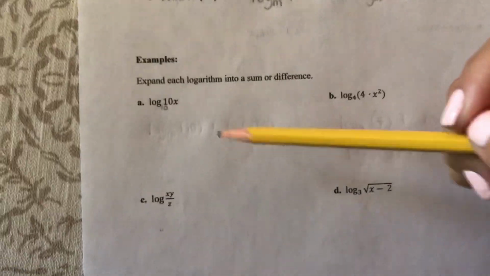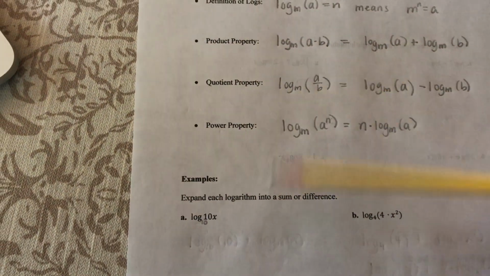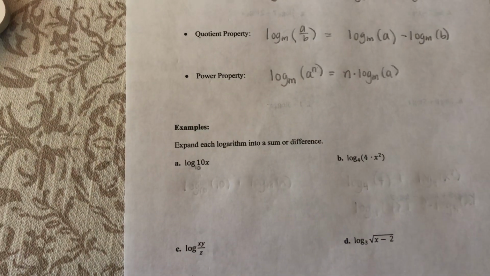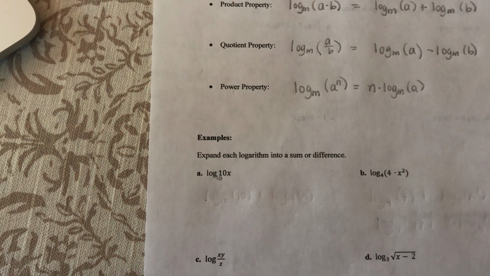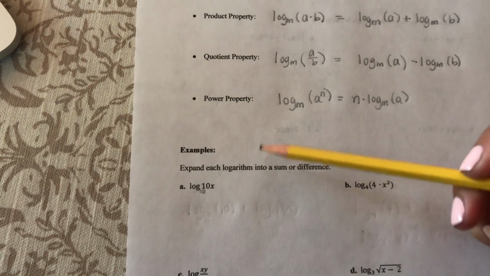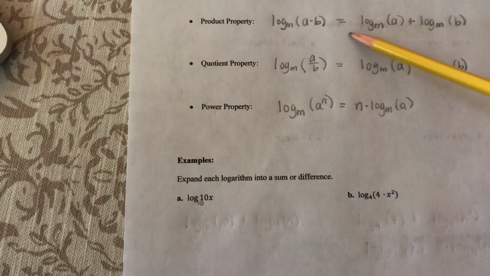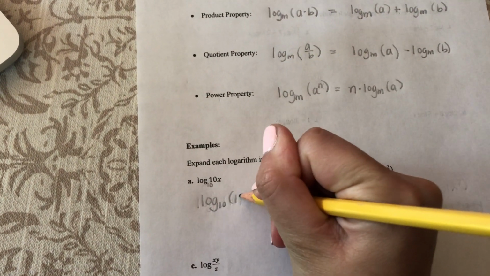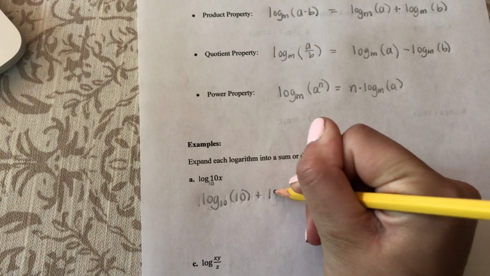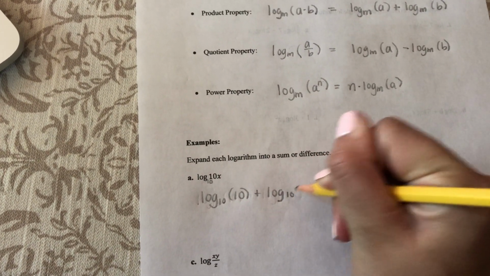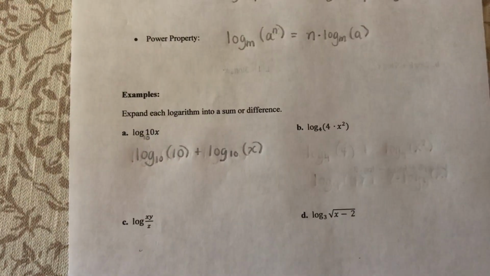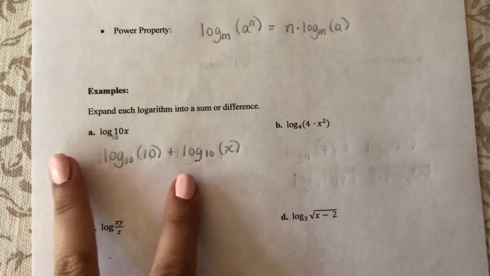Next step is to recognize what operations are going on, because that'll affect which property we choose. What operation is between the 10 and the x? It's multiplication. 10 times x. How do you separate multiplication with logs? That's your product property. Separate them with addition. So I'm just going to expand with an addition sign. Two logs with a base of 10. Again, you do not have to write that base of 10 if you don't want to. And I have completely expanded log base 10 of 10 times x with an addition sign.